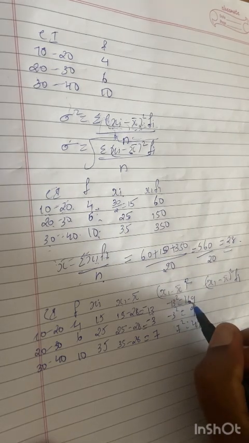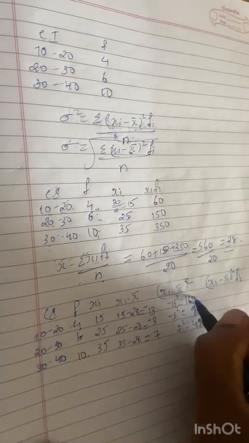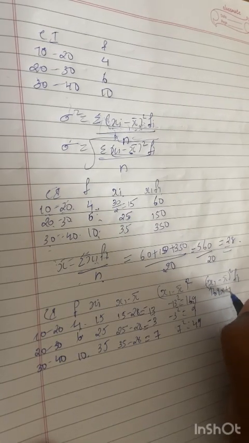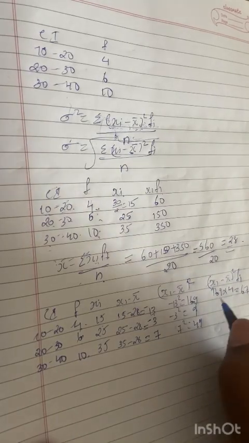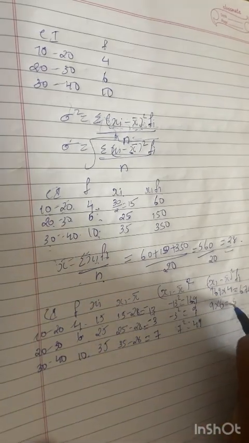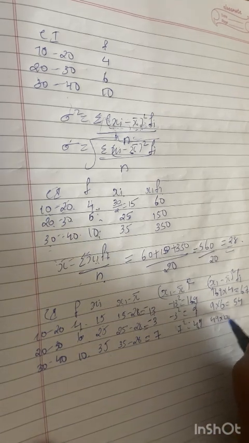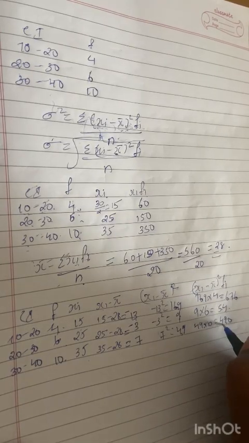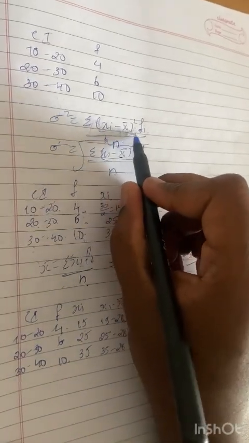I have xi minus x bar all square here: 169, 9 and 49. Fi also I have here: 4, 6 and 10. So I'll be multiplying these two. First one is 169 into 4, which is equal to 676. Second one is 9 into 6, which is 54. And last one is 49 into 10, which is equal to 490. So 676, 54 and 490. So we got xi minus x bar all square into fi.